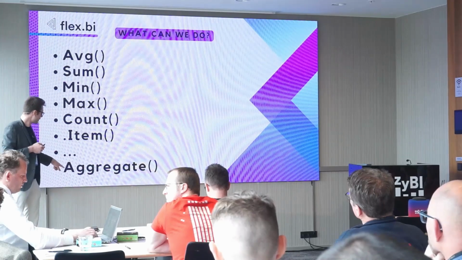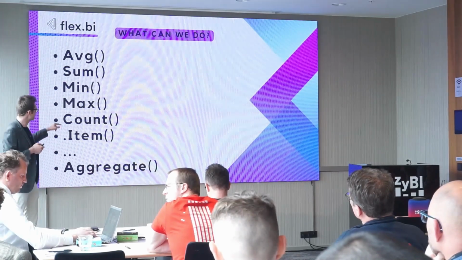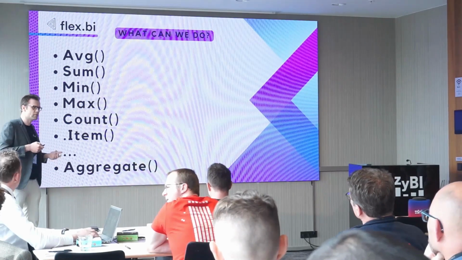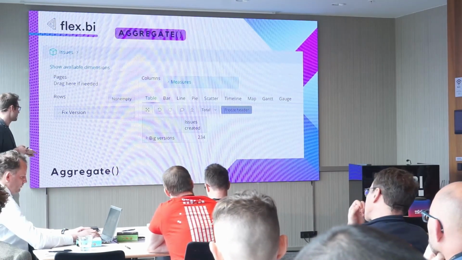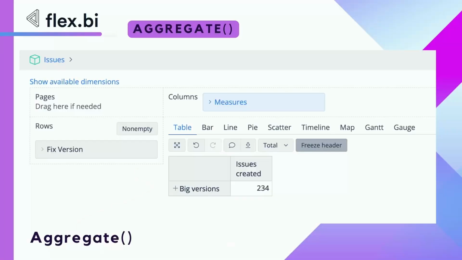A common question I get is, what's the difference between aggregate and sum? Well, they're almost the same. It's just that when you aggregate something, you also get an option to expand. This plus button, this expand option, is available when you use aggregate.